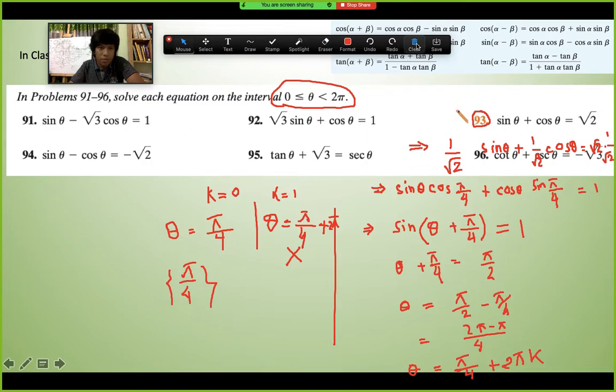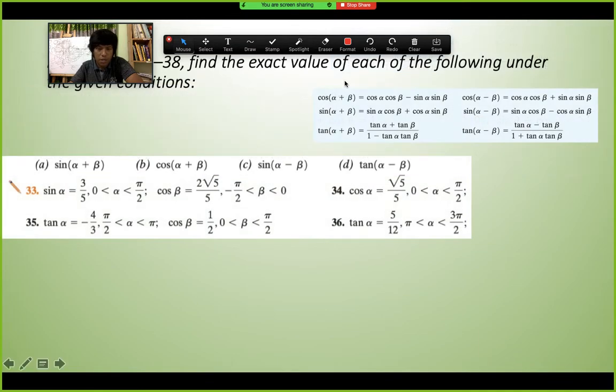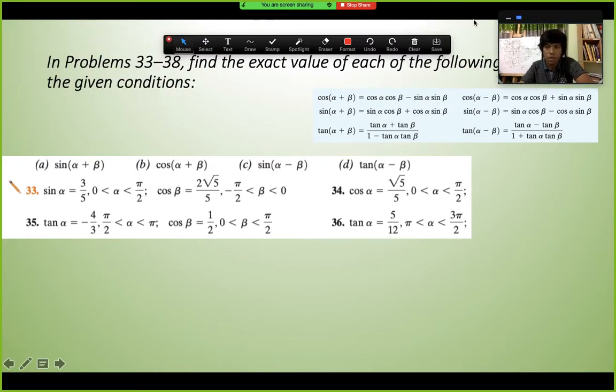Give it a try, and we can discuss any problems during the class. We have another type of math, that is this kind of math: finding the exact value of each of the following questions under the given condition. So we'll try a math from here.